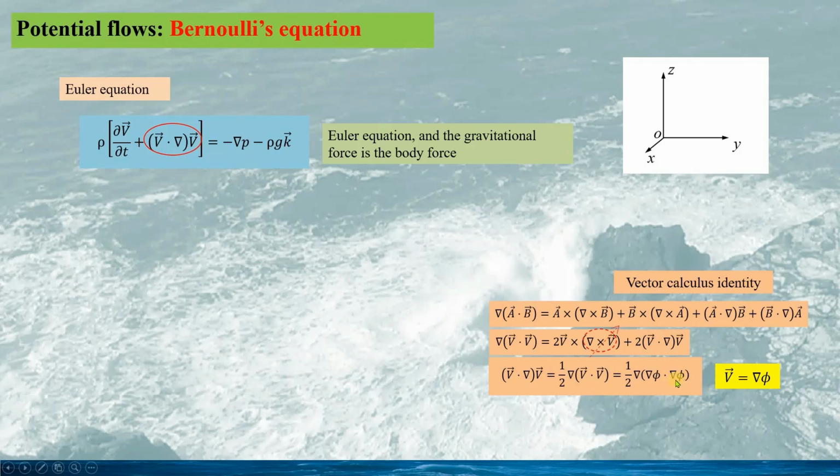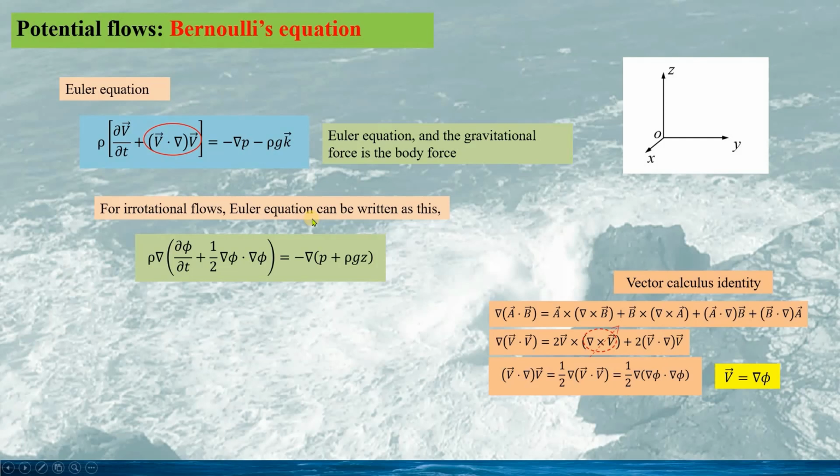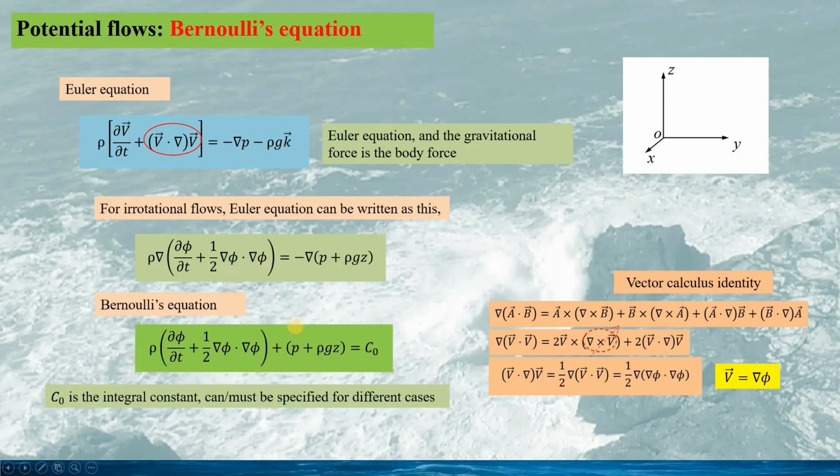Here, we use the velocity potential function for representing the velocity vector. Therefore, for irrotational flows, the Euler equation can be written in this form. Here we can see both sides of the equation are in differentiation forms, so we can integrate this equation. We obtain Bernoulli's equation given in this form. Here, C0 is the integral constant, which would be specified for different applications.